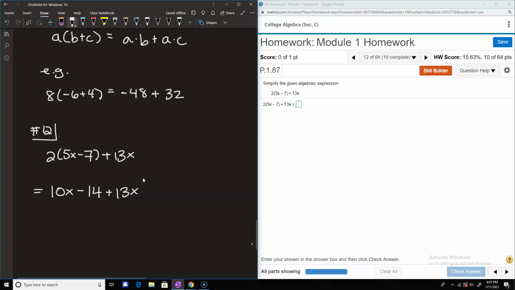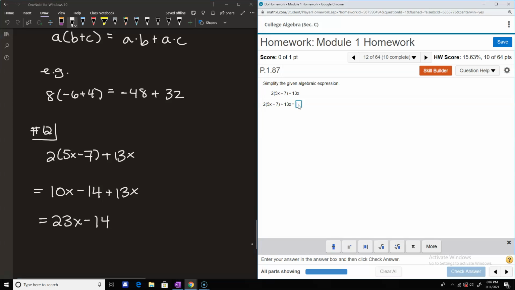Now, when we're adding terms that contain a variable, we can only add them if they have the same variable expression attached to the number. So in this case, 10x and 13x are said to be like terms. We can combine them. And they are combined by just adding the coefficients, which are the number in front of the x. So we know 10 plus 13 makes 23. So that tells us essentially that we have 23x, and then the minus 14 stays on its own. It does not have an x with it, so it is not a like term. And that's the full simplification of this algebraic expression. So we're just left with the 23x minus the 14.